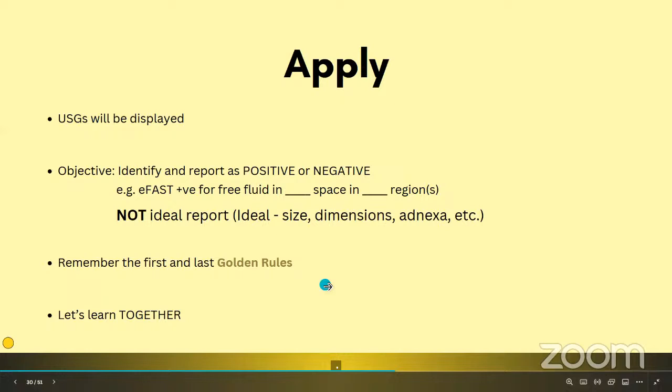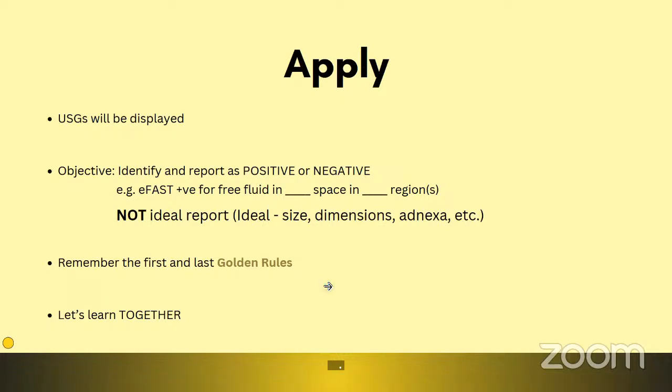Yeah. So the first and last golden rules are say what you see and believe in yourself, respectively.